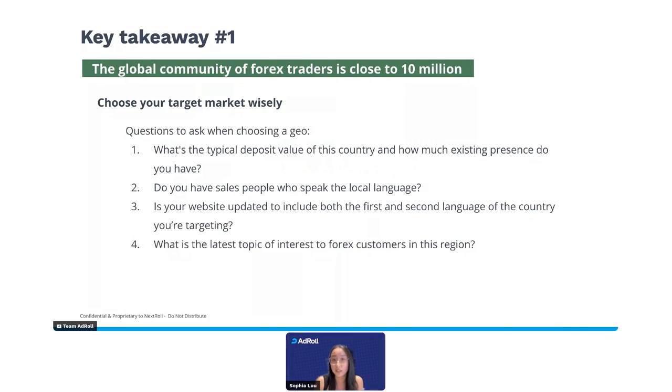Some questions that you might want to ask when you're considering your geos is what the typical deposit value for this country is. Do you have an existing presence here? Do you have salespeople who speak the local language? Is your website updated to include both the first and second language for the country? And lastly, what are the most important latest topics for the customers in this region?